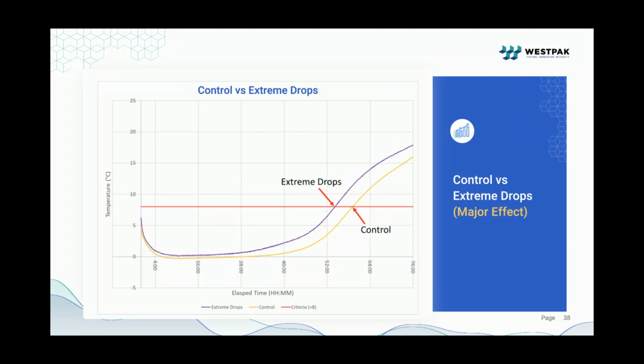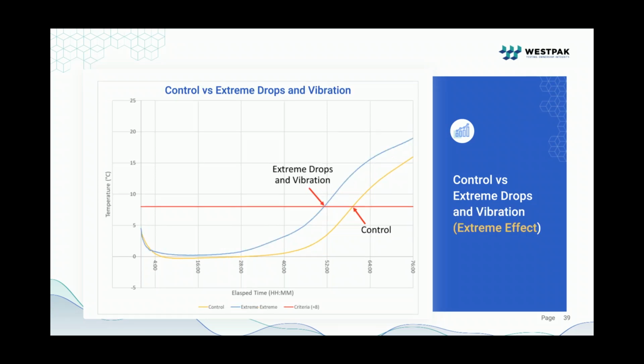Extreme drops. This is when we subjected the package to ISTA 2A and 3A drops. 2A has 10 drops, 3A has 16 drops, so a total of 26 drops. A lot of drops on this package, major effect here. You can see that pull away in the graphs. And then finally, we have extreme drops and extreme vibration. This would logically be the biggest delta, simply because we have the most test inputs and we beat this shipper up the most. But there it is visually, where you have the control and extreme drops and vibration.